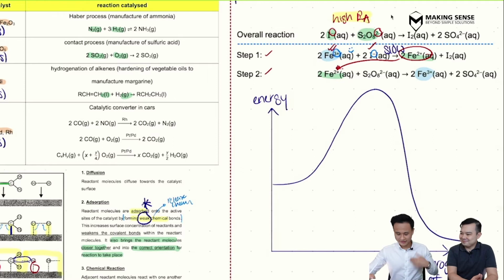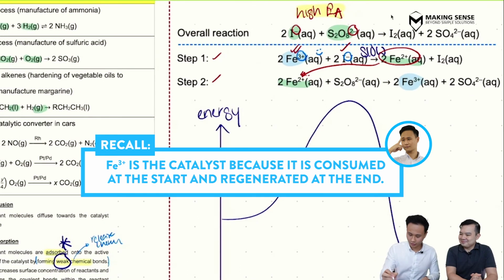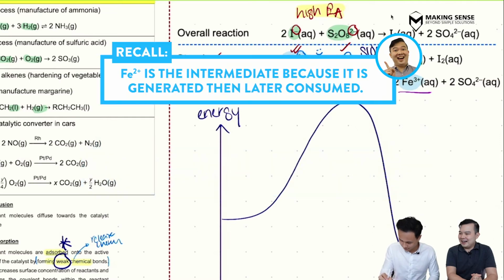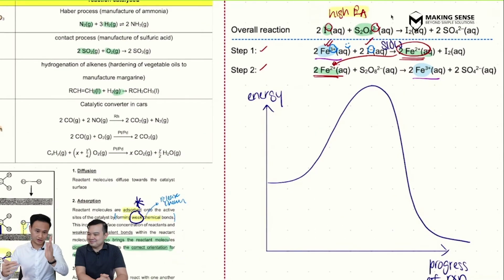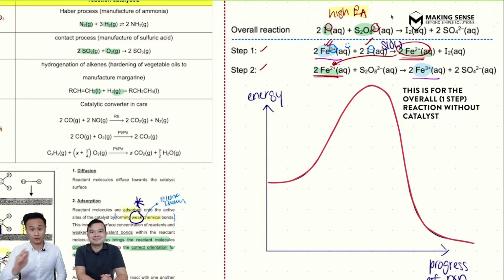Okay. So again, just to remind you guys how a catalyst, right, consumed at the beginning, regenerated at the end, and the Fe2+, Mr. Leong, is your? Intermediates. Yeah, intermediate. So what we're going to do here with you is this. So I have this energy profile diagram, again, energy against progress of reaction. So this energy profile diagram is to simulate the overall reaction with no catalyst, let's assume first.